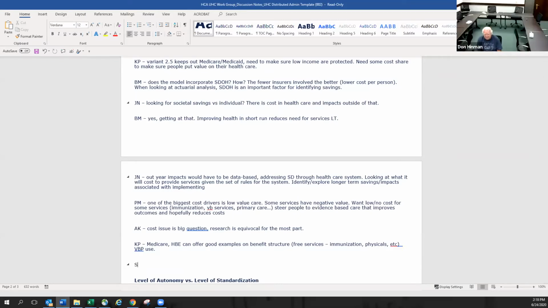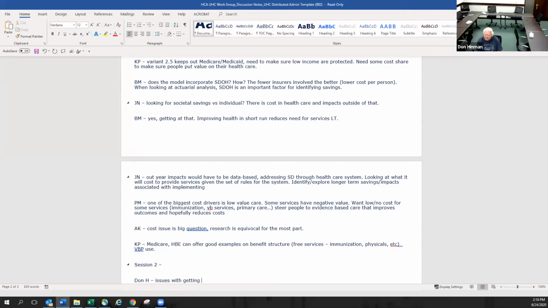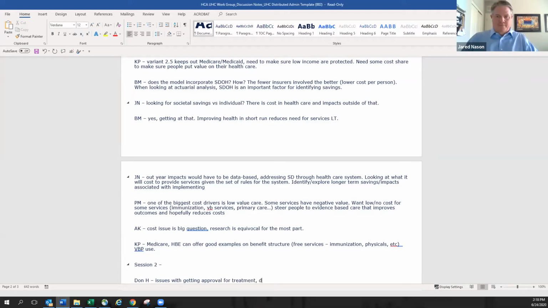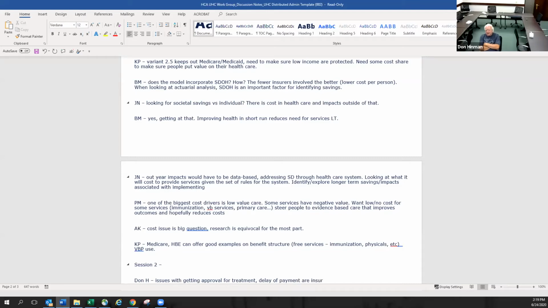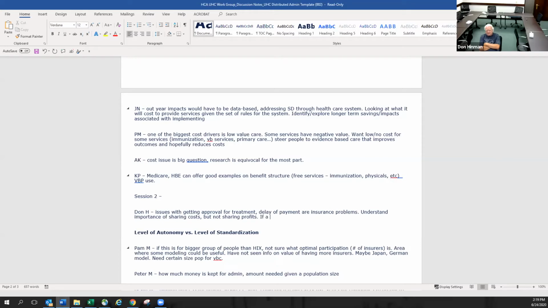Most problems with private companies in our clinic that we've had problems with is being able to get approval for certain kinds of treatments, delay of payments, all those things designed to kind of enhance the profit of the insurance company. And I think if you're going to use insurance companies, we understand the importance of sharing costs through reinsurance, but we don't really ever consider sharing profits. And if one company can have significant profits, they shouldn't be allowed to keep those profits, but have to share them with the other companies, which keeps the overall cost of the system down.